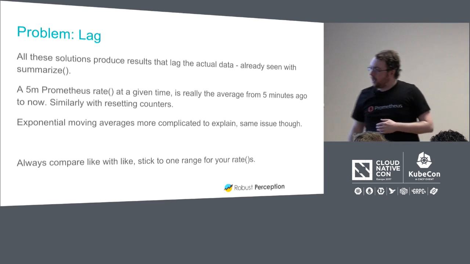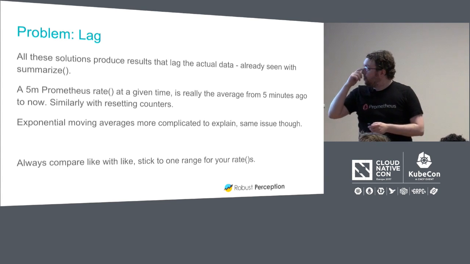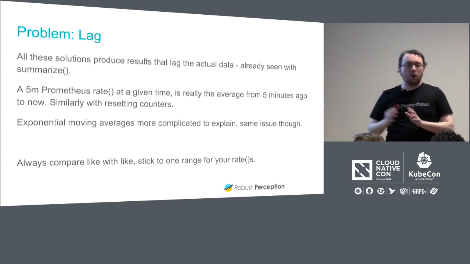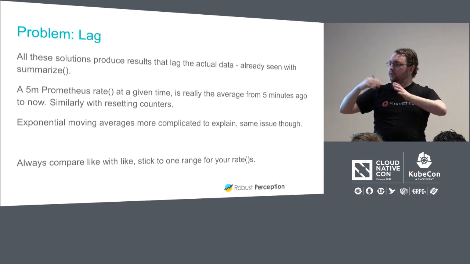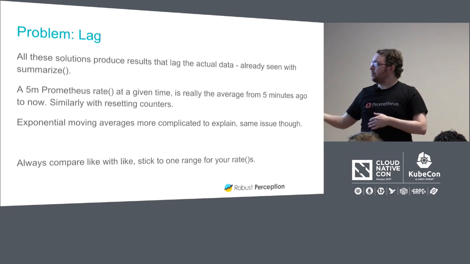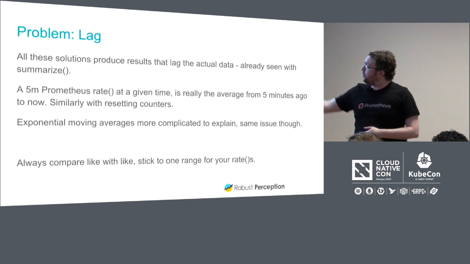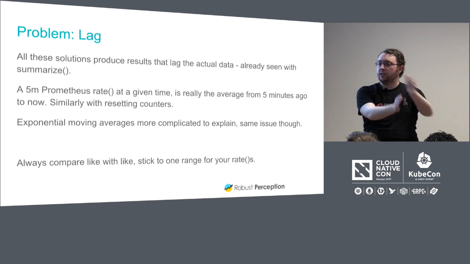There's another problem, and this is a general problem you'll see across most monitoring systems. Not all. Scientific ones tend to approach this differently. There's lag. You'll notice in all the diagrams we had of what was going on that there was lag of at least a scrape interval of seeing the spike, because all of them are looking back in time. Right? So if I've got a 5-minute rate at a given time, it's really a 5-minute average of the last 5 minutes. It's not centered on now.